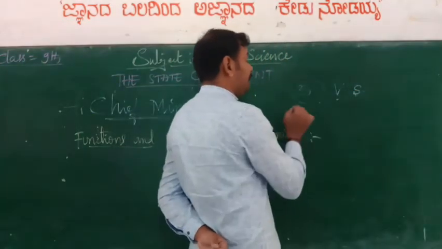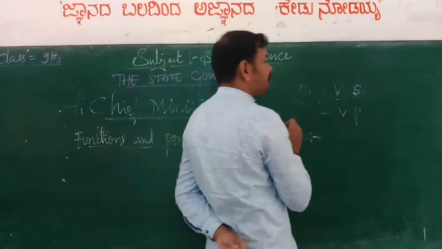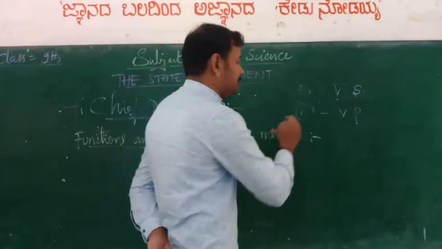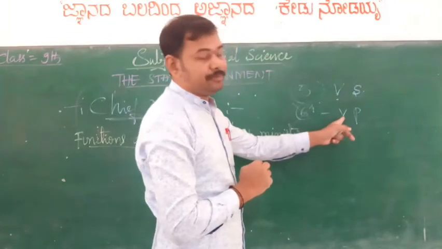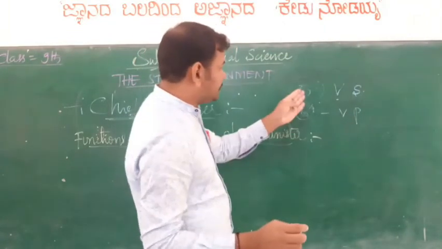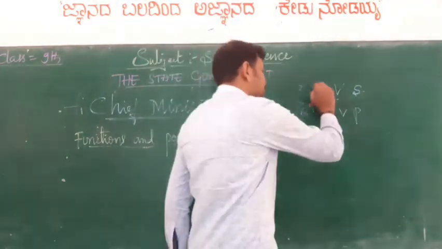Whereas the Vidhana Parishad, what is the term of office of Vidhana Parishad? That is 6 years. This cannot be dissolved. Vidhana Parishad or legislative council cannot be dissolved, whereas Vidhana Sabha or legislative assembly can be dissolved.